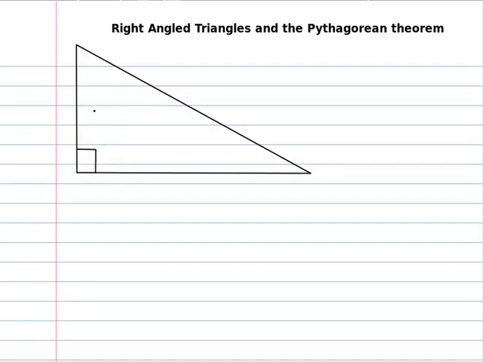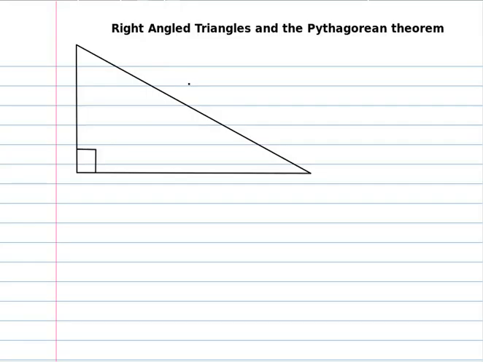Okay, so the other thing that's important before we get stuck into the Pythagorean theorem is we need to define what the hypotenuse is. Now, the hypotenuse is always, and I'll repeat, always, the line or the side opposite the right angle in a right angle triangle. So in this case, it's this side there.